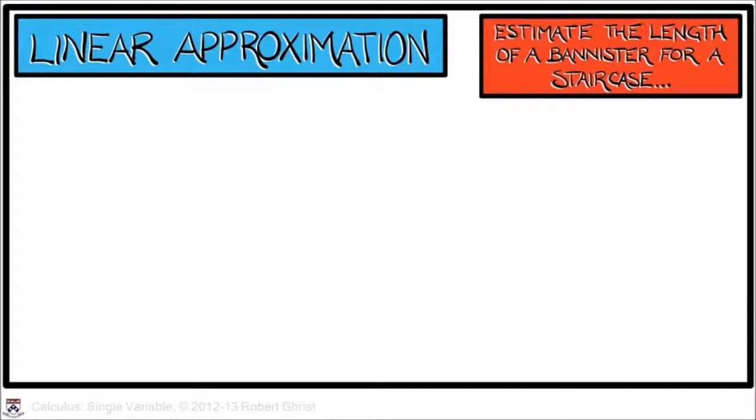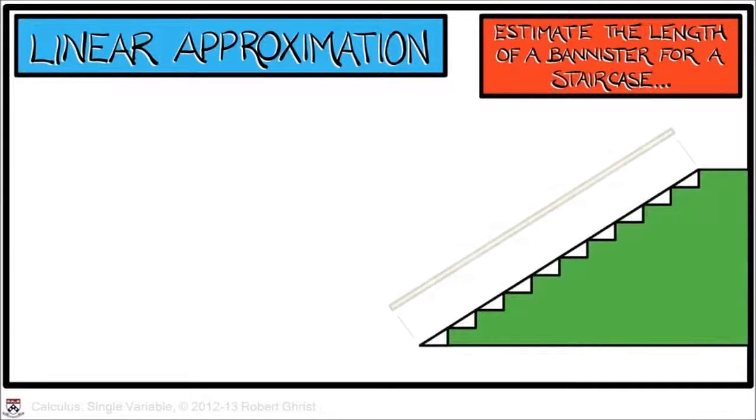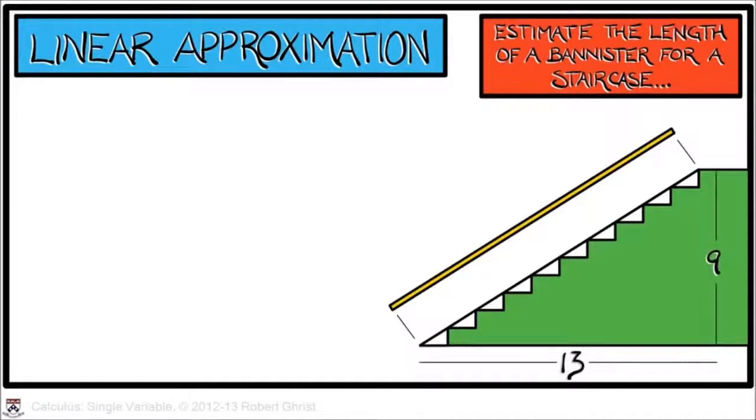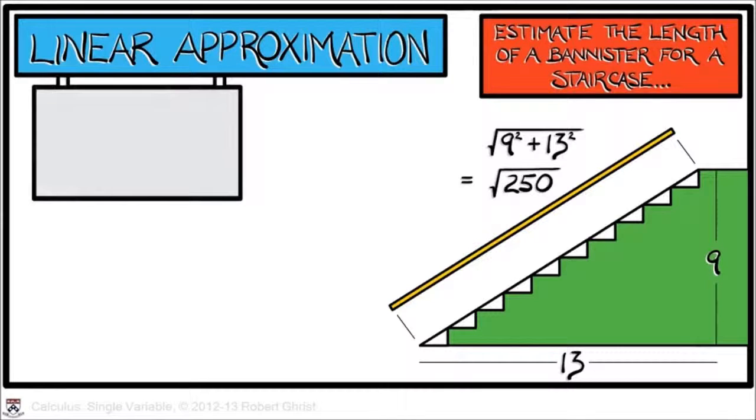For example, let's say you want to estimate the length of a banister for a staircase. If you know something about the dimensions, let's say it's 13 units across and 9 units high, then that length would be the square root of 9 squared plus 13 squared, or the square root of 250. Let's say you want to come up with an estimate for that. I don't know what that exact number is, and let's say I don't have a calculator.